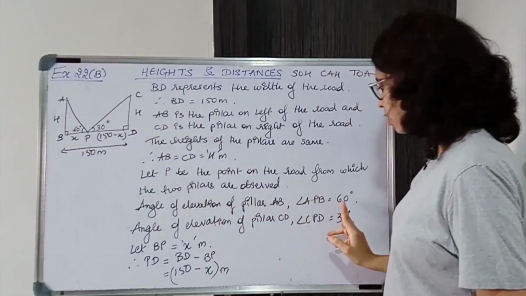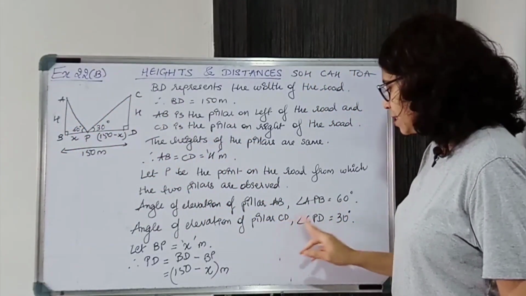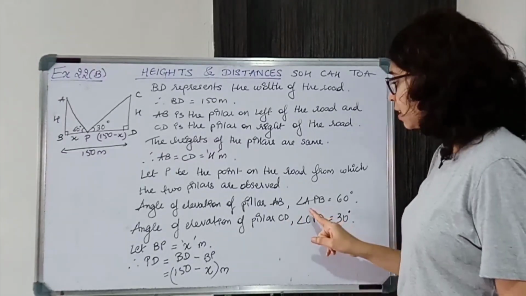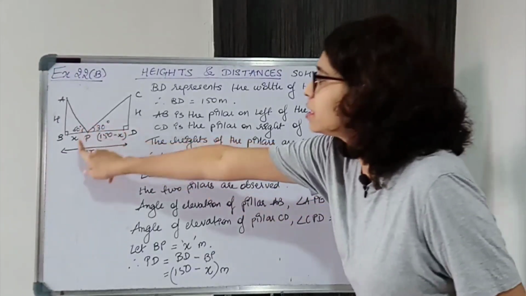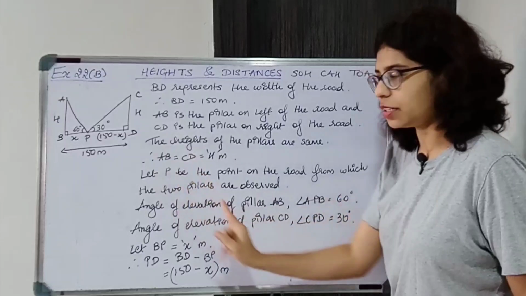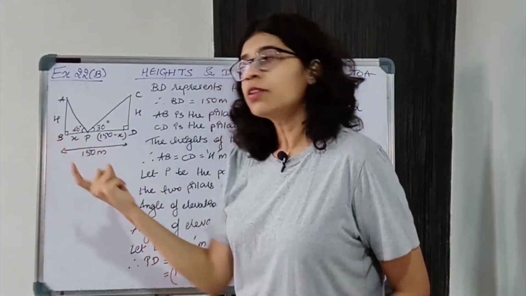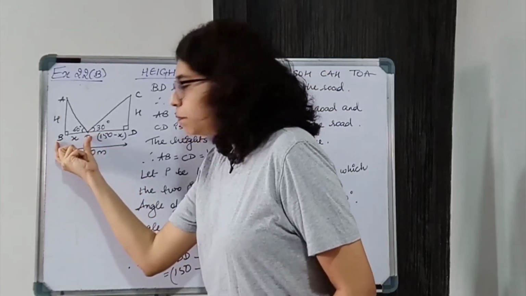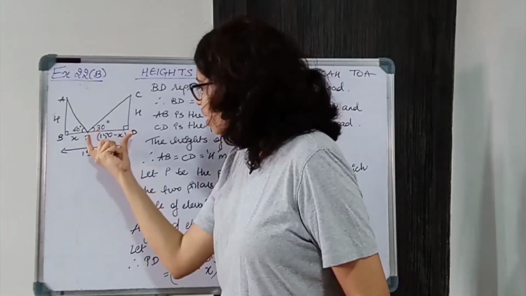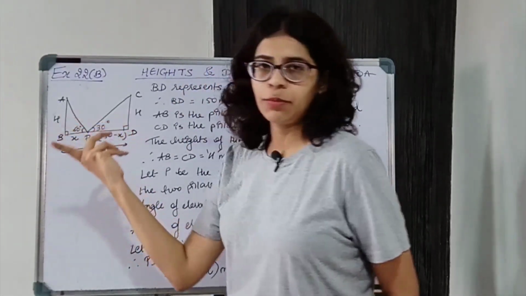So AB का angle of elevation 60 है, CD का 30 है. That is angle APB is 60 and angle CPD is 30. Now position of the point is important. So we are considering BP to be X. You can also take this as X. तो ये हो जाएगा 150 minus X.